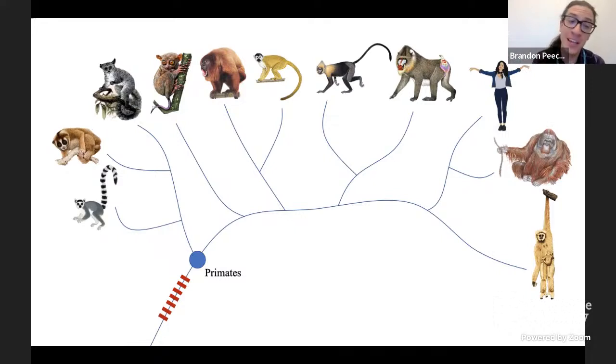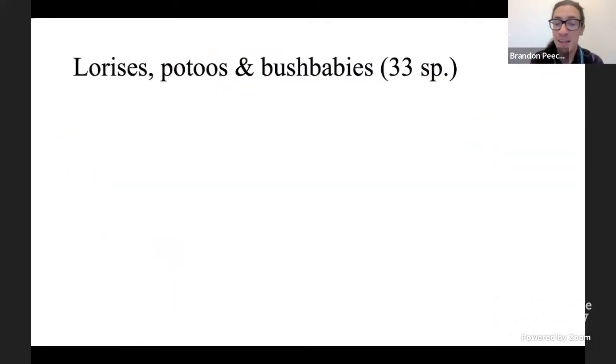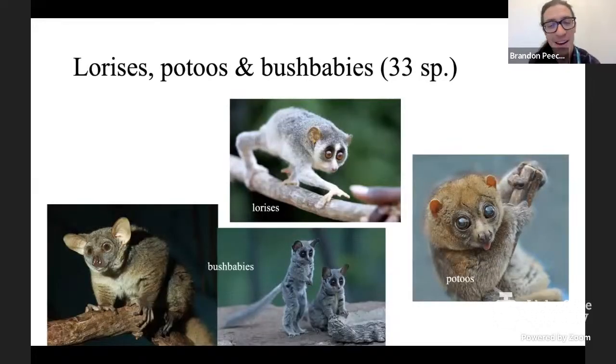So that first group over on the left are things like these guys: lorises, potos, bush babies. These are animals that look kind of like this. Pretty fun primates. Mostly, they're all in Africa or South Asia.